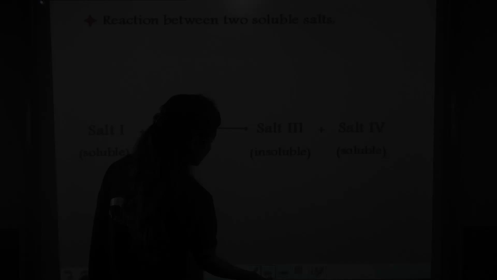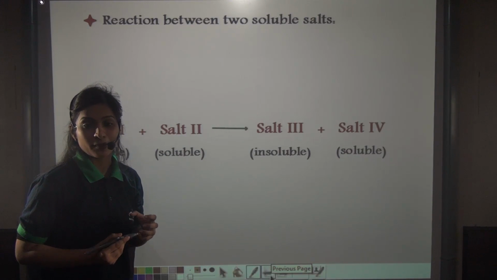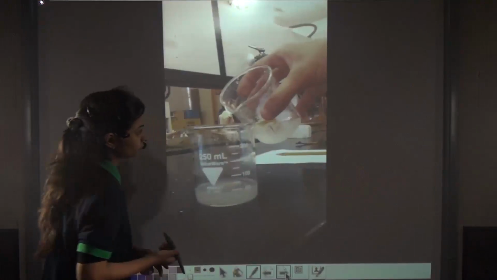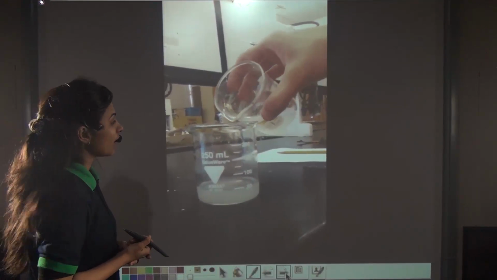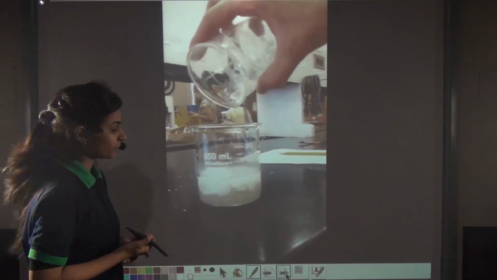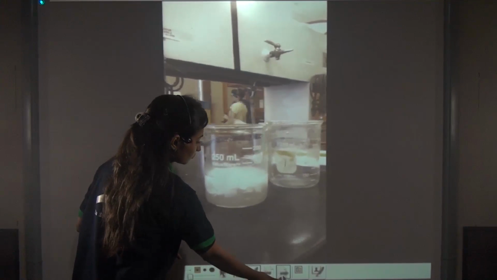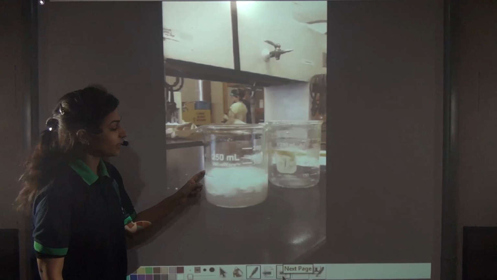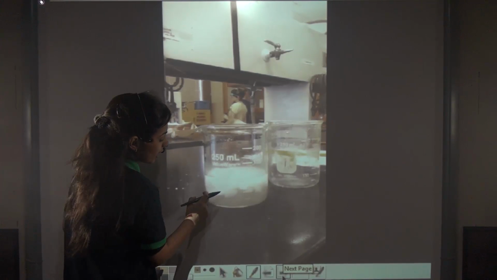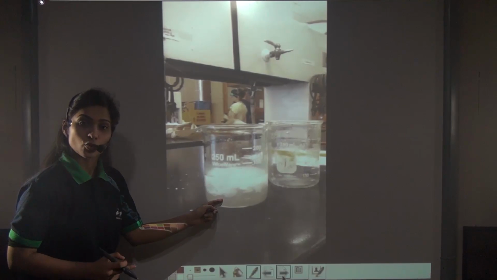So what we will do is conduct this experiment with sodium chloride and silver nitrate. Look what happens when we add silver nitrate to sodium chloride. A white precipitate is formed. Now this white precipitate is silver chloride and this is insoluble, whereas the liquid part that you can see here is the soluble salt, which is sodium nitrate.